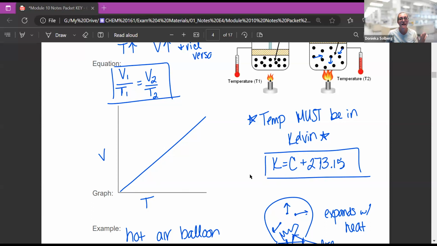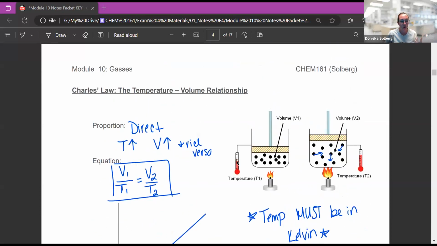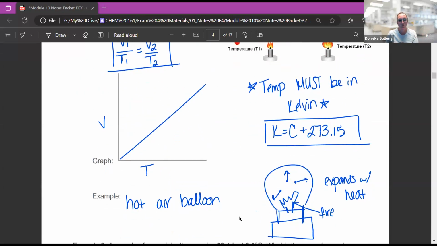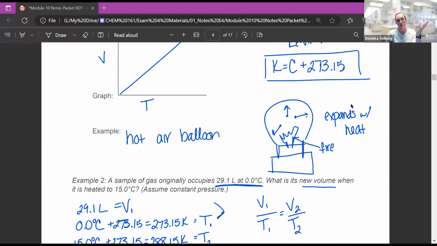Okay, so the example I like to think of with Charles's law is a hot air balloon. As we heat up those gases in the balloon, it's going to expand, which is why it will then float, because then you have a lower density, but it just expands that balloon. So hot air balloon goes with Charles.